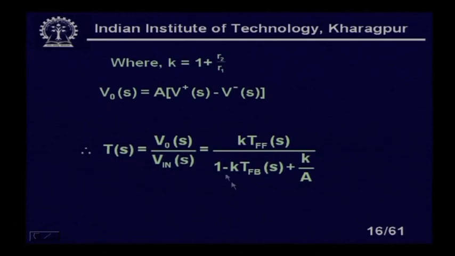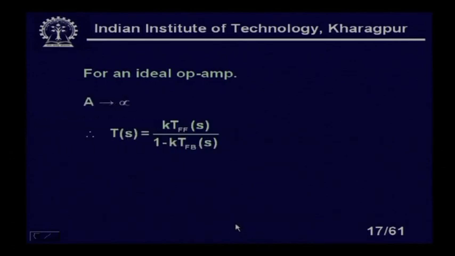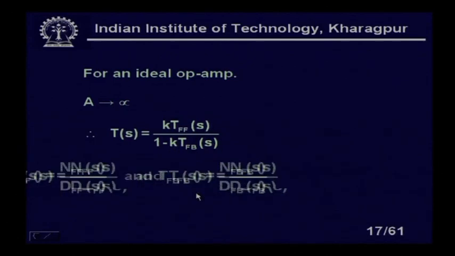V0(S) equals A times the difference of the signals, obviously: the output voltage will be equal to the amplifier gain multiplied by the difference of the signals coming in at the non-inverting and inverting inputs. So, this can be written as k TFF(S) upon 1 minus k TFB(S) plus k by A, right, small k by A. For an ideal op amp, obviously, I can assume that A is infinite, then I can write T(S) equals k TFF(S) upon 1 minus small k TFB(S), right.